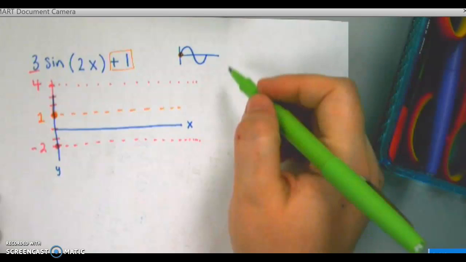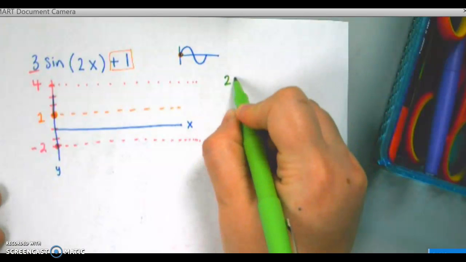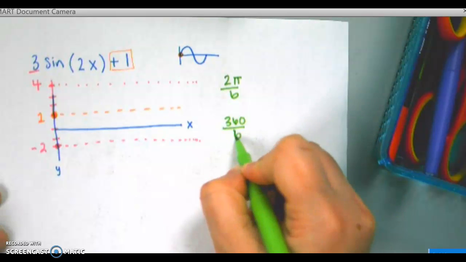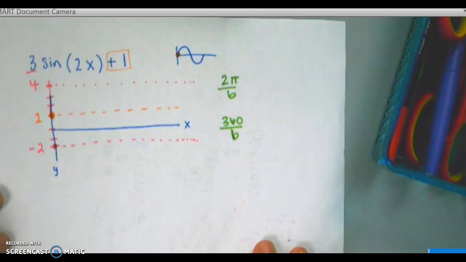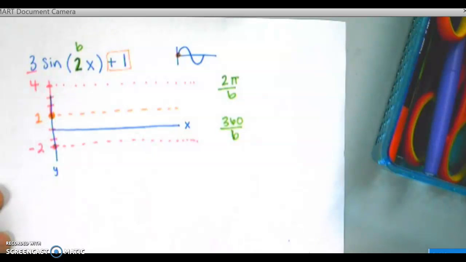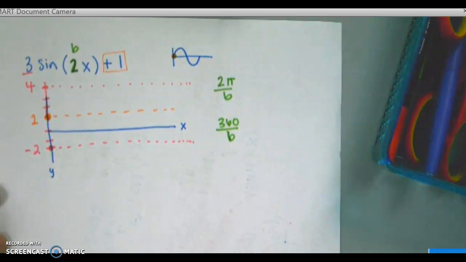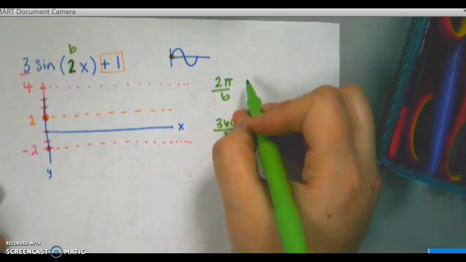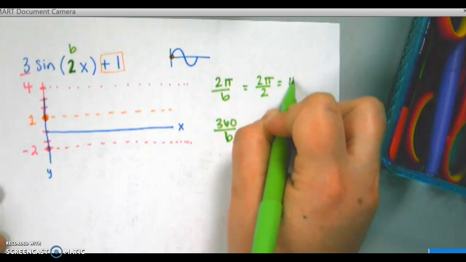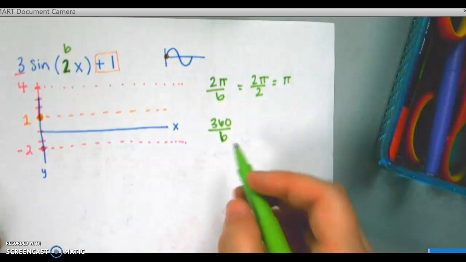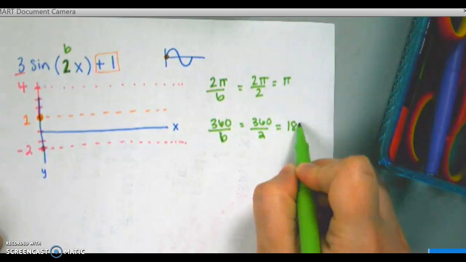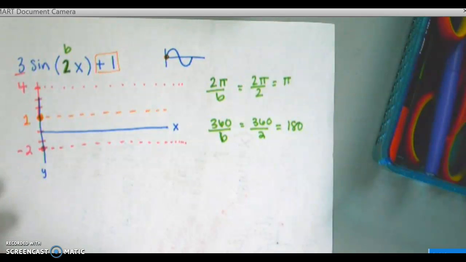To figure out the period, I'll do it both ways just so you can see. I'll do it with 2 pi and I'll do it with 360. It's 2 pi over b or 360 over b, and this is b. B is the number that's inside the sine or the cosine, like with the x. So in radians, 2 pi over 2, that would be pi. In degrees, 360 divided by 2 would be 180, and those are the same thing. We should know pi is equal to 180 by now.